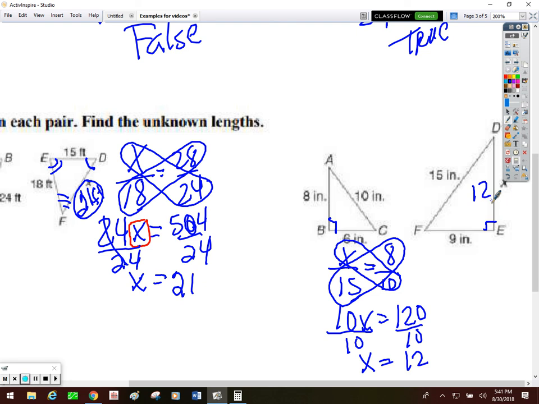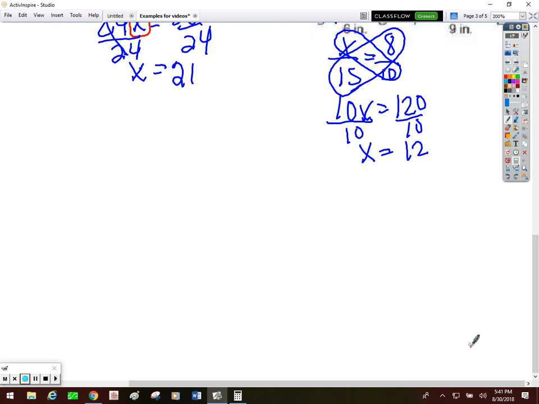Okay? So you see, just take your time with these, and the key is making sure you are pairing up and matching the numbers together. Okay? All right, so that is that part of it. So right now we have figured out how to prove similarity by finding out if it's true or false, and we found out how to do missing side lengths. Now let's look at the indirect measurements.